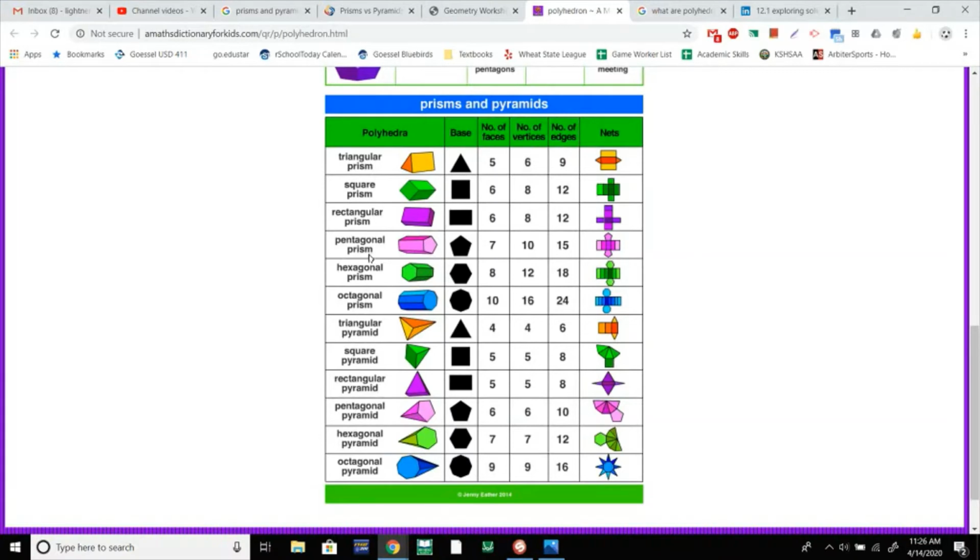You notice this first one, they're all prisms. They're going to have two bases, top and bottom. Your pyramids will all have one base, and they'll come to a point. If there's a point, it's probably going to be a pyramid. The nets, which we won't talk about, are what you get if you take the three-dimensional object and break it out into its pieces. If you can fold along these lines, you'll get these shapes back. So, prisms and pyramids.